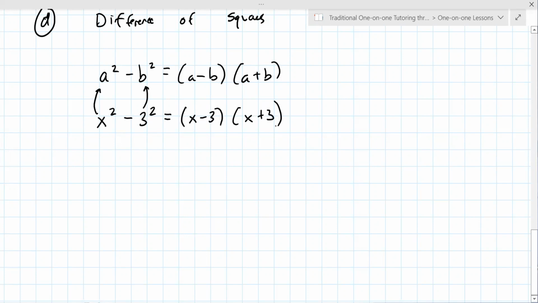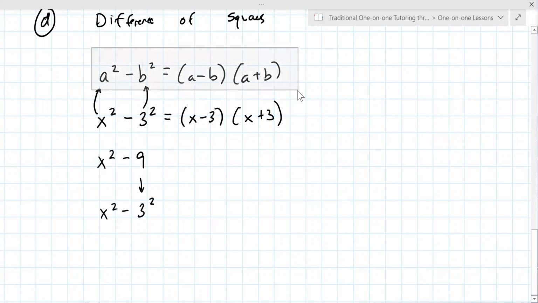Now you're not going to get a problem in this form though. They're going to write it this way: x squared minus 9. And then you as a math student say, oh, 9 is really 3 squared. Then you can use this formula. Let me write the formula again. We'll look at another example here.